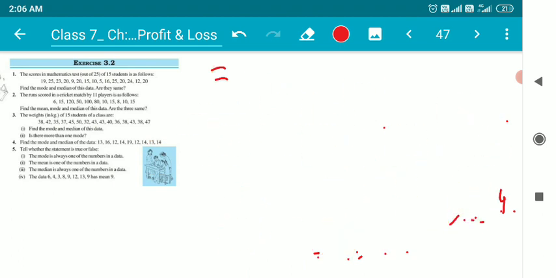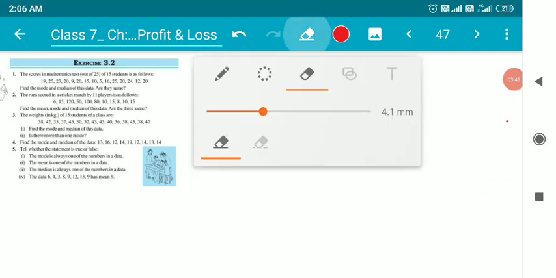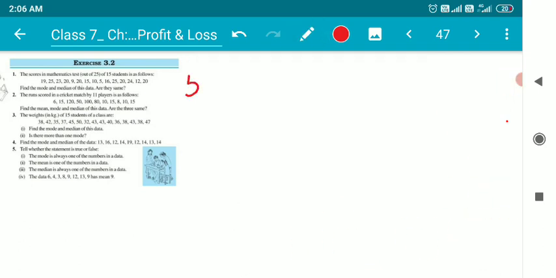Now let us answer the true or false statements. Question number 5 is about telling whether the statement is true or false. The mode is always one of the numbers in the data.